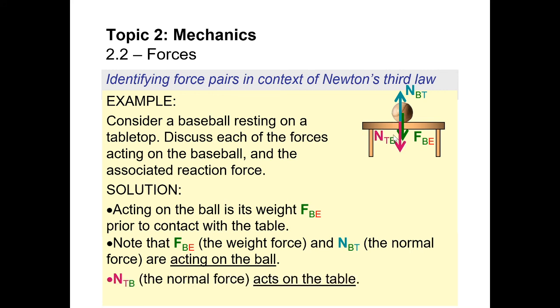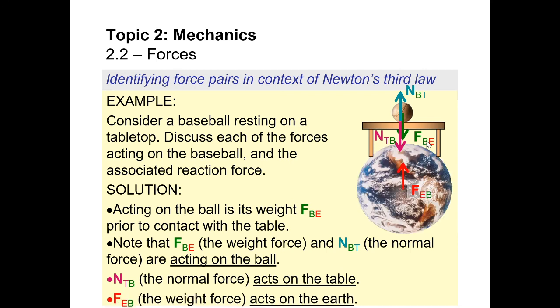Okay, so the normal force on the table due to the ball, those two are action-reaction pairs. But what about the force of gravity on the ball due to the earth? Well, there's actually a force of gravity on the earth due to the ball, and it has the same magnitude as the force of the ball towards the earth.